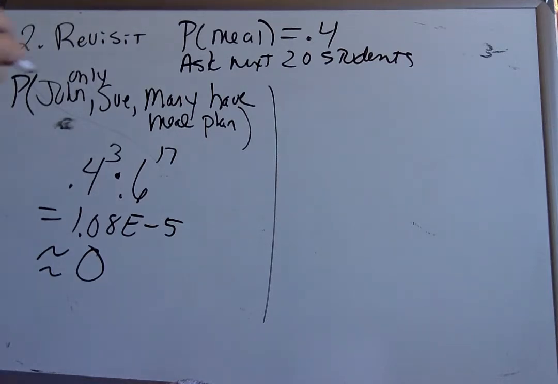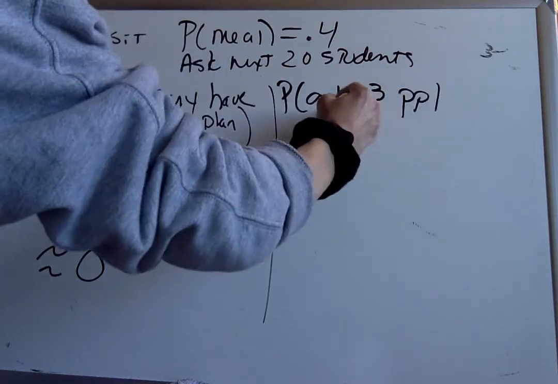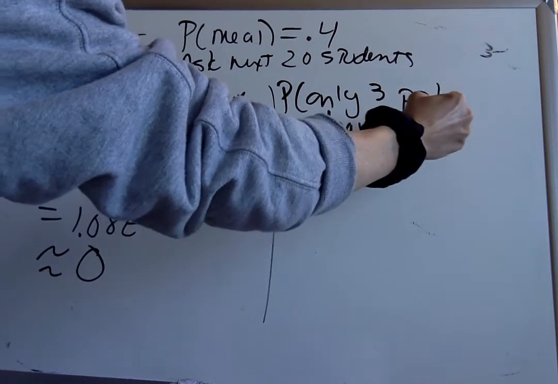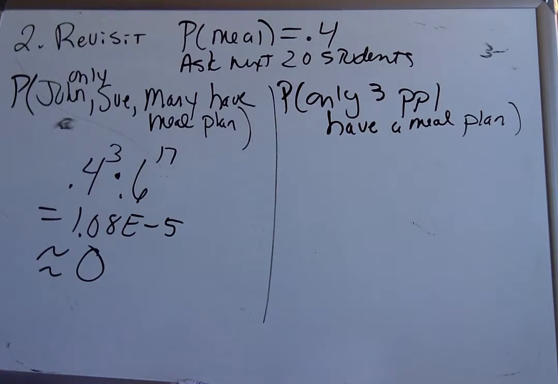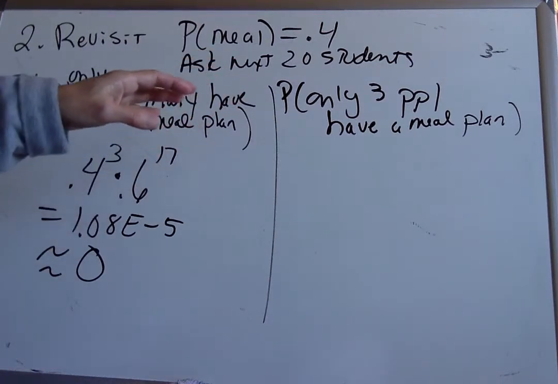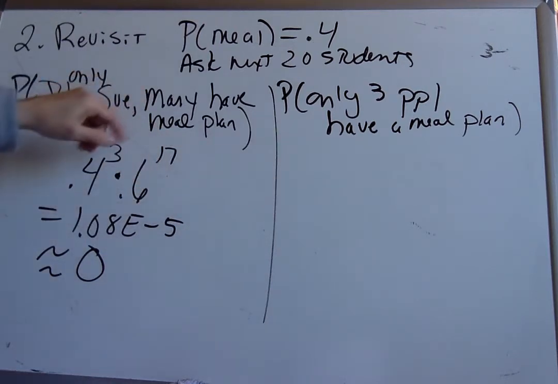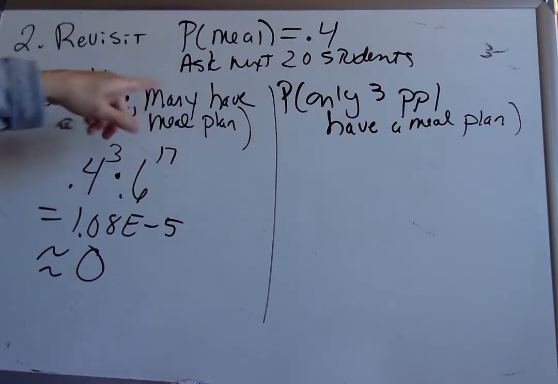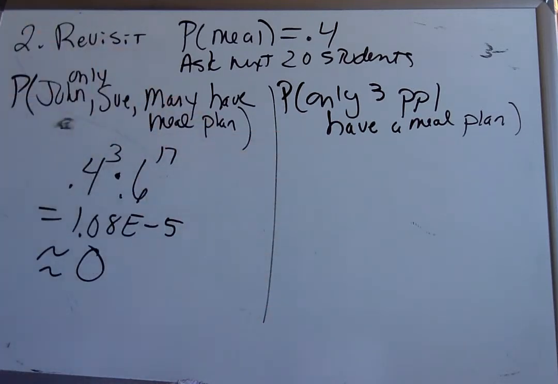But let's switch it up now. What about if the problem says only 3 people have a meal plan? Well, wait, I don't know which 3 people you're talking about. Is it John, Sue, and Mary? Is it Sue, Mary, and Chloe? Is it Chloe, Mary, and John? Is it Chloe, Thomas, and Zoe? Is it Zoe, Mary, and Thomas? I mean, you'd have to go through all of the different ways. There's no way you're going to do that on the side of your paper.